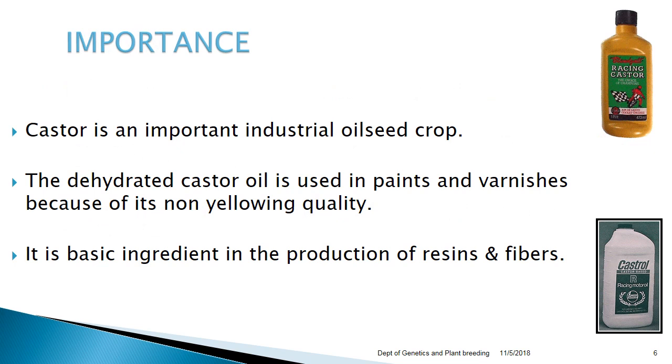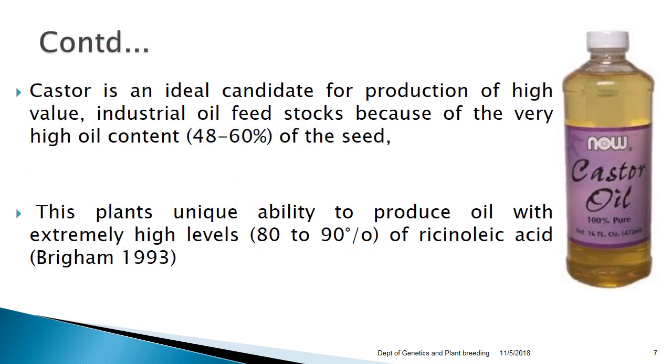Importance of castor oil. It is an important industrial oilseed crop. The dehydrated castor oil is used in paints and varnishes because of its non-yellowing quality. It's a basic ingredient in the production of resins and fibers. Castor is an ideal candidate for production of high-value industrial oil feedstock because of very high oil content, from 48 to 60% of the seed, and this plant has the unique ability to produce oil with extremely high value, that is about 80 to 90% ricinoleic acid.